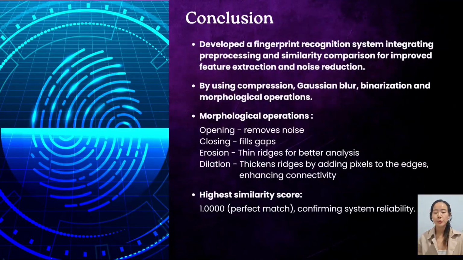Thank you. To conclude, our mini project aims to develop a fingerprint recognition system integrating pre-processing and similarity comparison for improved feature extraction and noise reduction. We use compression, Gaussian blur, binarization, and morphological operation. The morphological operations we use are opening, closing, erosion, and dilation. Opening is used to remove noise, while closing is to fill the gaps. Erosion thins ridges for better analysis, while dilation thickens the ridges by adding pixels to the edges to enhance connectivity. For this project, we achieved a highest similarity score of 1.000, which is a perfect match, confirming the system is reliable. That's all from us.